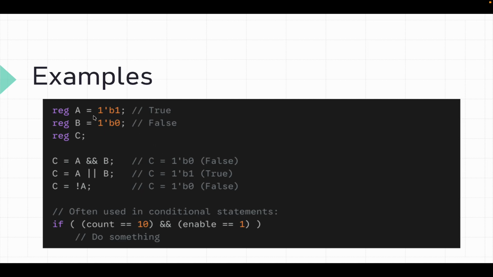We have reg A as 1 bit 1 and reg B as 1 bit 0. And reg C is for your output. When we do a logical AND of A and B, we get 1'b0, false. It returns a false. And for the OR operation of A and B, one of the operands is true, so we'll get a true. And for NOT of A, we get C equals 1'b0, that is false.